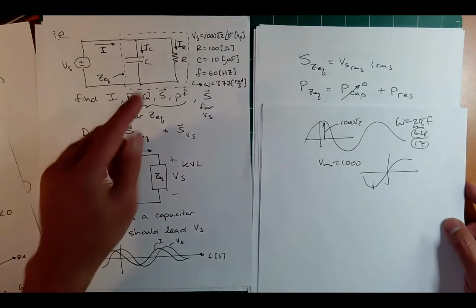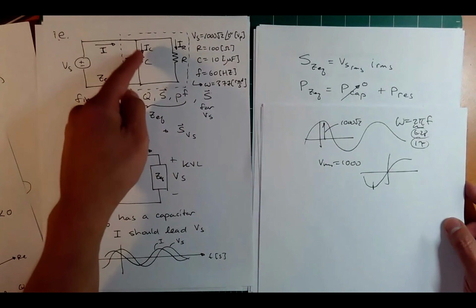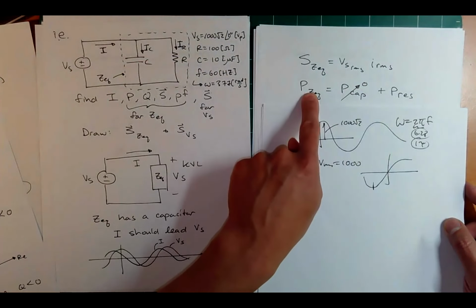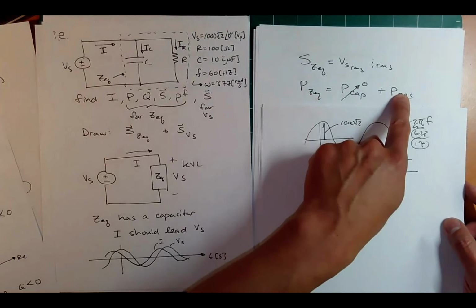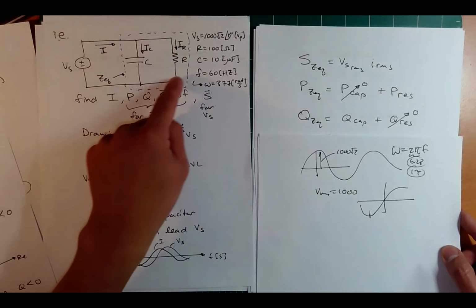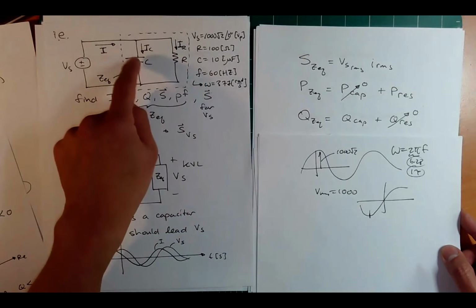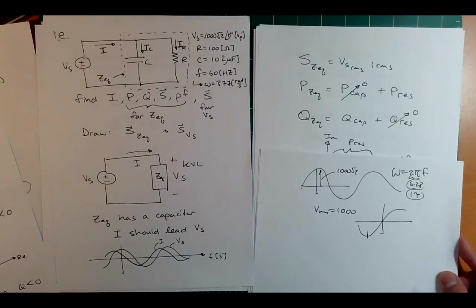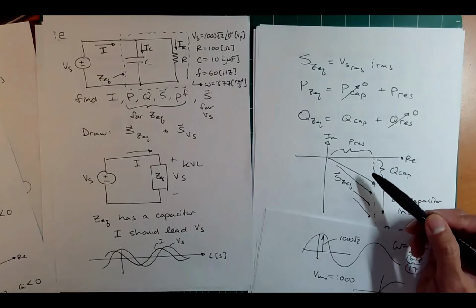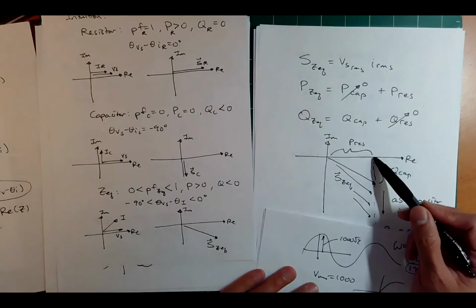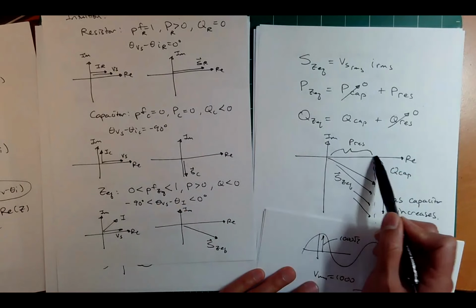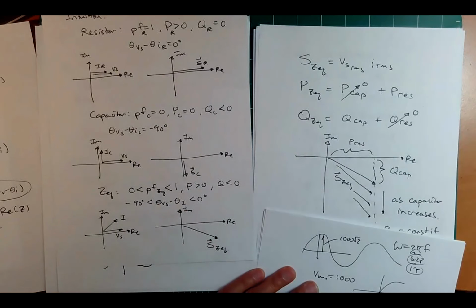What about the total power of the Z equivalent? Well, there's no power coming from this guy. It's only from the resistor. So the real power of the Z equivalent is actually the same as the pure resistor. What about the Q? Well, the Q of this is not coming from the resistor. It's only coming from the capacitor. Bang, right? And so actually the complex power of that Z equivalent has a y-axis component related only to the capacitor and an x-axis component only related to the resistor.